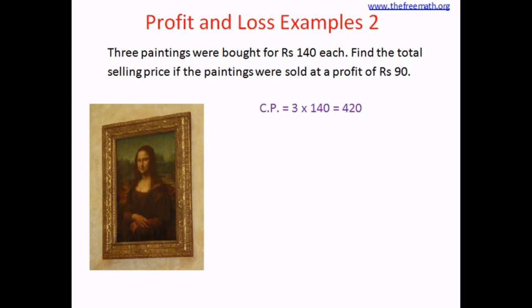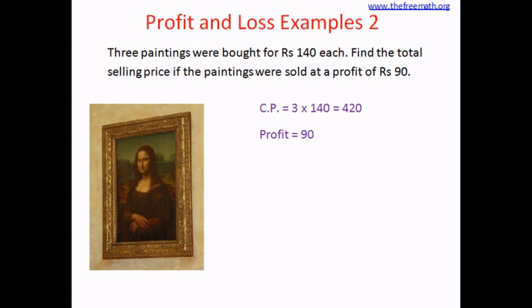Now we know that the profit was 90 rupees. Since there was profit, the selling price SP is going to be higher than the CP. How much more? 90 rupees more than the CP. So if I just add 90 rupees to CP, I am going to get SP. This is one way of solving this problem.